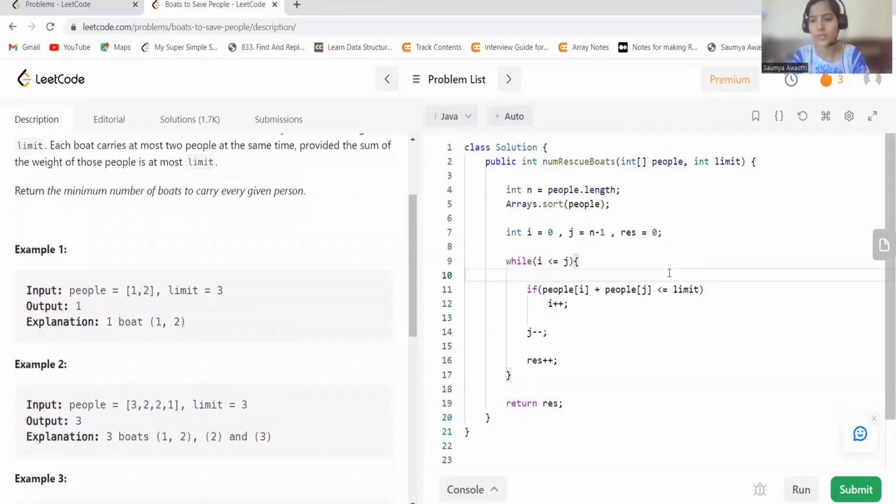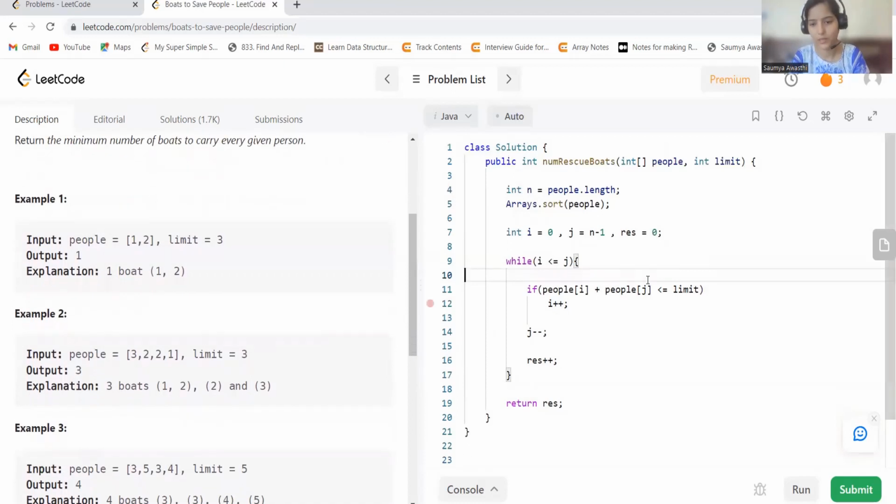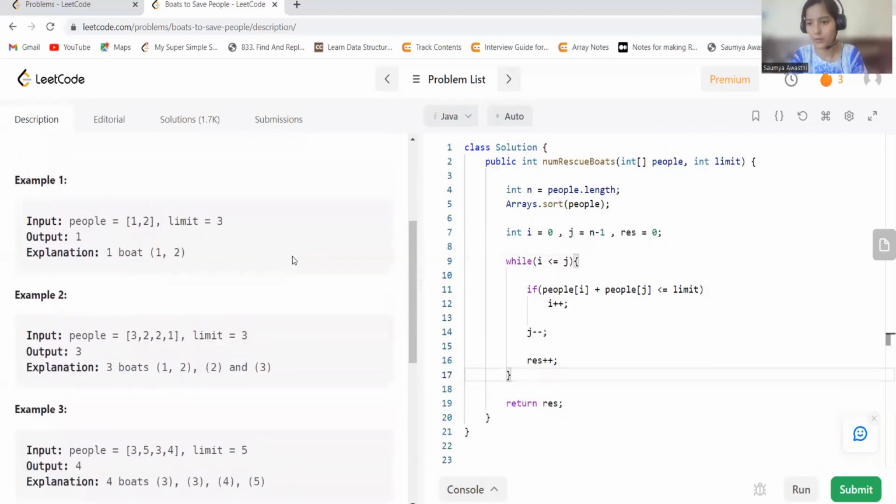Now what is the time complexity for this particular problem, right? So you can see here, right, we are having this while loop, and first of all we are sorting this array. So the time complexity for this particular problem is going to be big O of n log n, right? So I hope the things were clear. I hope the explanation was clear.